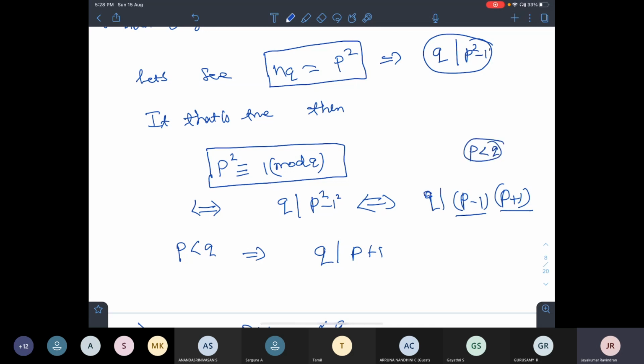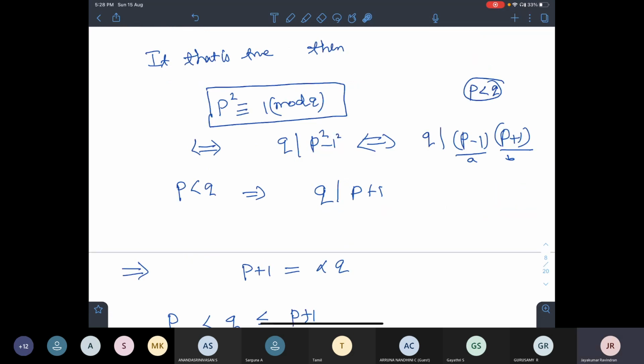So this is a prime number, a little bit of number theory. This is a prime number dividing a and b. So it should divide either a or b, but it cannot divide a, because a is p minus 1, which is less than q. So it should divide only p plus 1. So that is what I included here: q divides p plus 1.